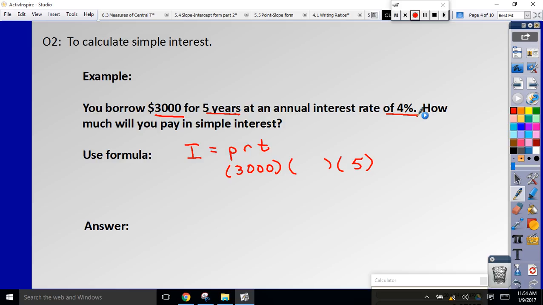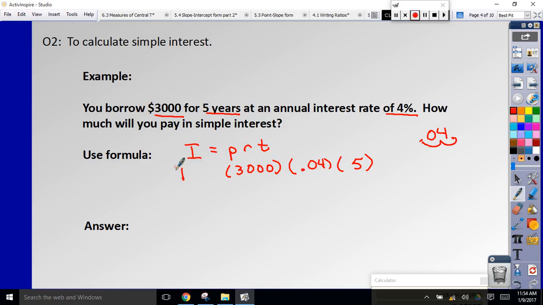When I put that in as my rate, what do you think I need to do to it first? Bella? Change it into a decimal. So I have 4%. My decimal is here. I'm going to go back 2 places. So it's going to become 0.04. That's what I'm going to put in.